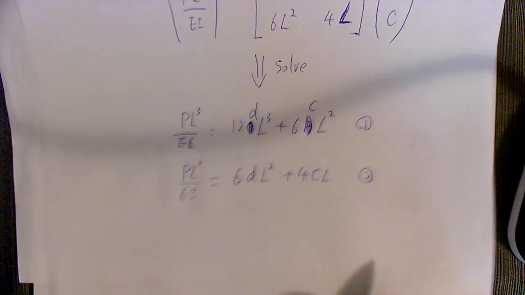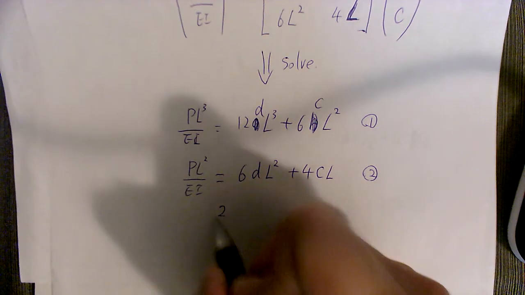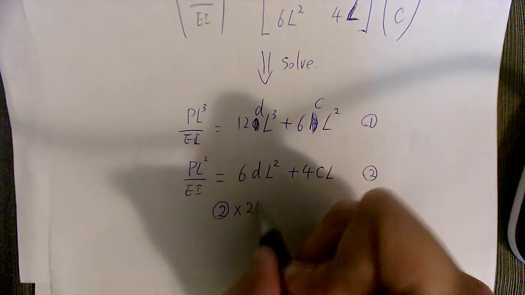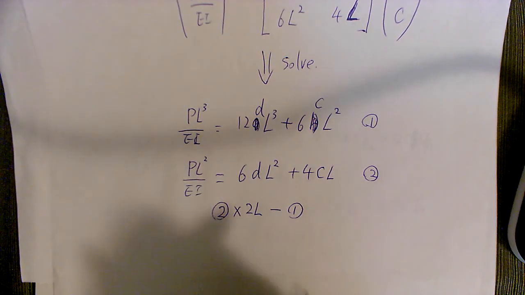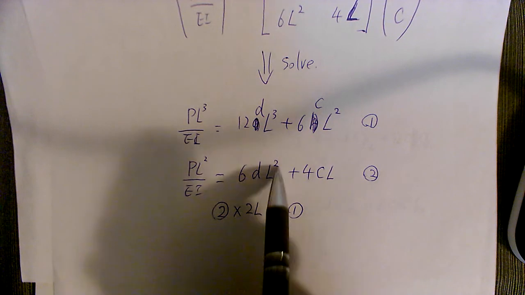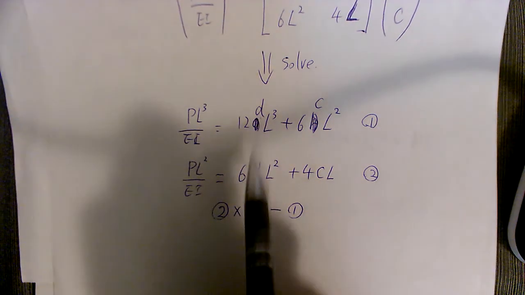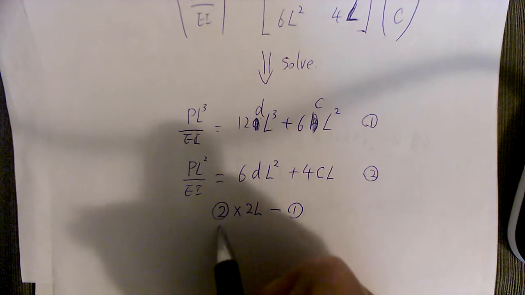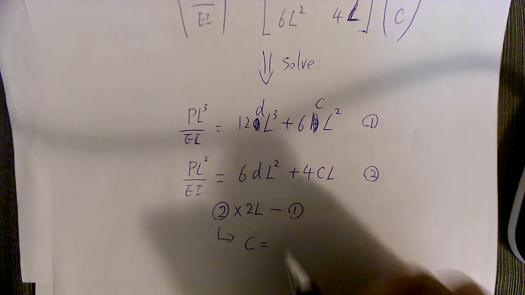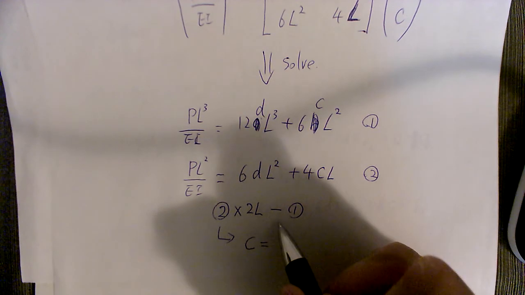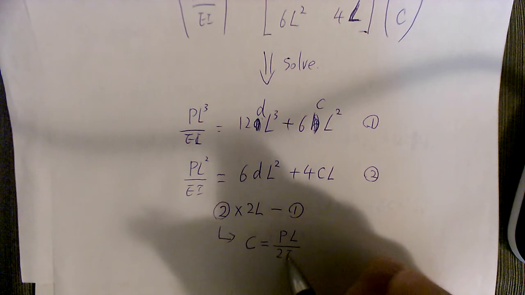You can do it by yourself, okay? I'm not saying you cannot. So you take number 2, you multiply both sides by 2L, then you subtract number 1. If you multiply this term by 2L, it becomes exactly this guy. Then you do the subtraction, it'll get rid of D. So once you do that, you do it by yourself. C happens to be PL over 2EI.